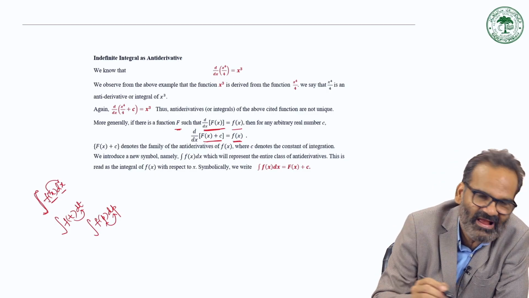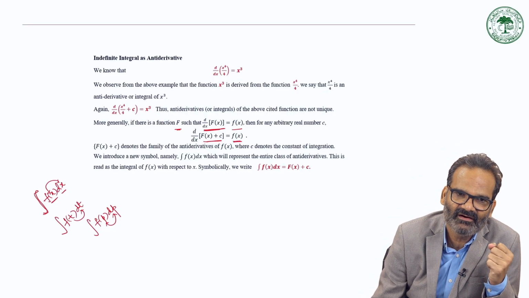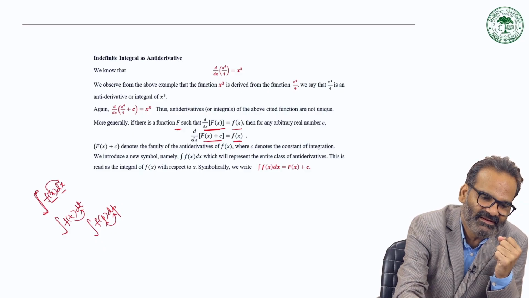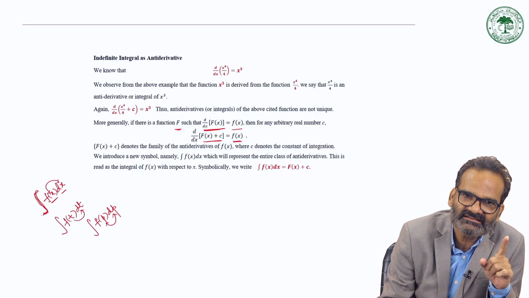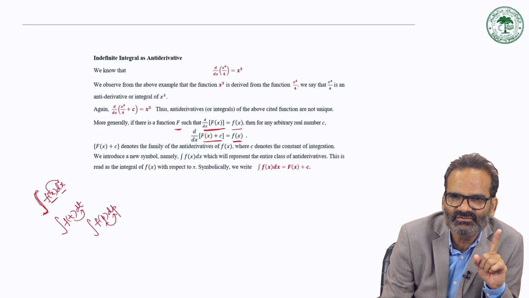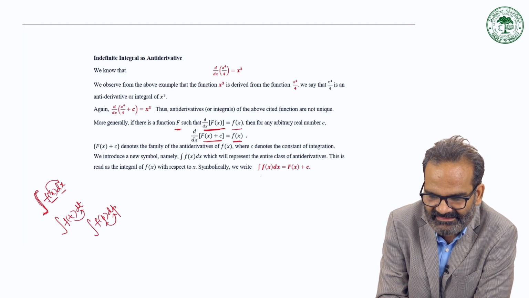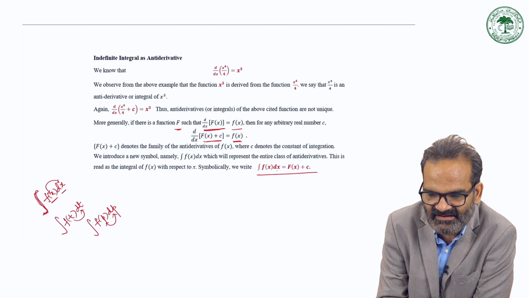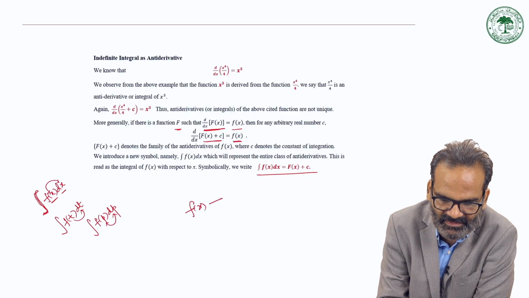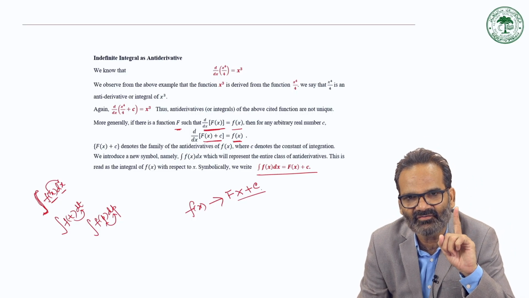So f(x) is known as the integrand. Integrand means the function whose integral we want to calculate, and this is simply the sign of the integral. x is a dummy variable with respect to which the function f(x) is going to be integrated, right? Symbolically, we write it like this. The integral of f(x) dx means what? If the integral of small f(x) comes out to be, say, capital F(x), then it should be written as F(x) + C, where C is known as the constant of integration.